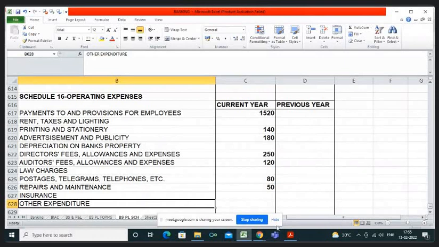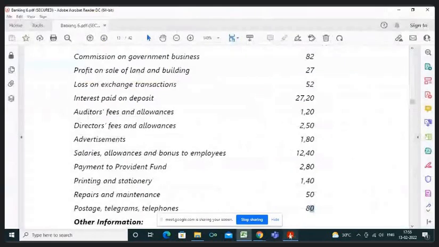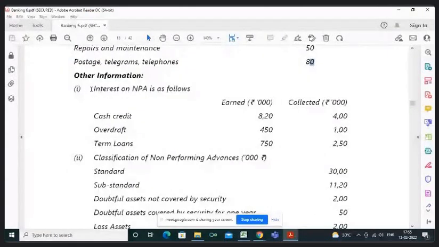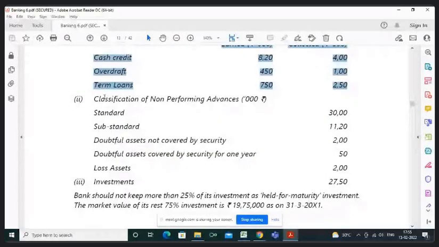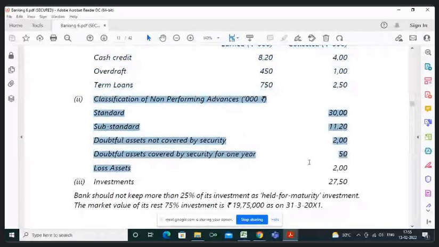So now we have to see the other information. This information affects one of our schedules, which is schedule number 13. We have taken care of that. This will also affect our profit and loss account, but not any of these schedules 13, 14, 15, 16. It will be a separate item on the face of the profit and loss account. So this is not going to affect our schedules.